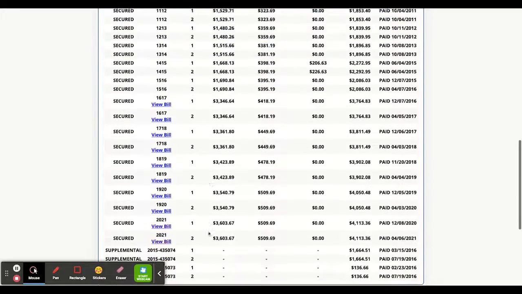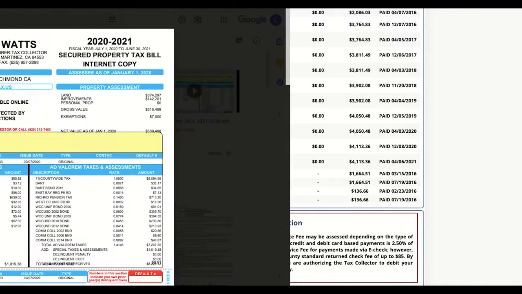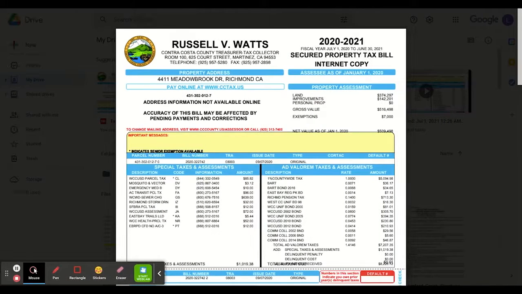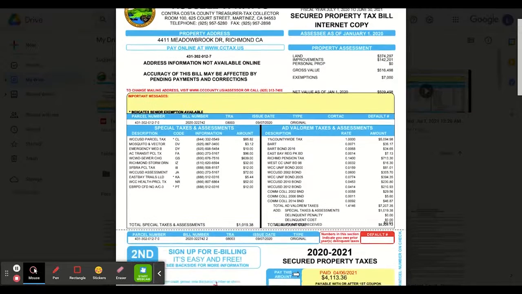You scroll down until you see the most recent bill. Here's the 2021 tax bill, and there you have it. Okay, so you are looking at a tax bill here from Contra Costa County Treasurer. And this is important to note that this is an annual bill, okay? This is for all 12 months. It's actually the last 12 months.